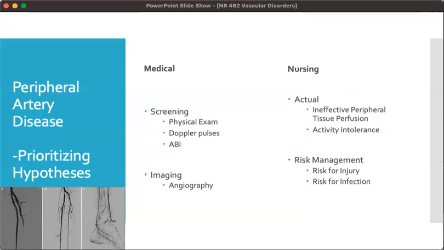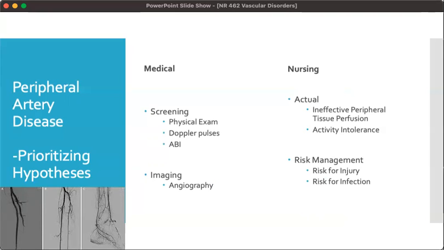We check the left and the right and compare those values to come up with one numerical value that we can use as diagnostic for peripheral artery disease. But again, physicians or subspecialty nurses like wound care nurses are going to be doing that exam.